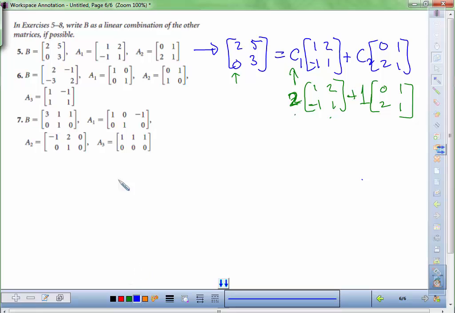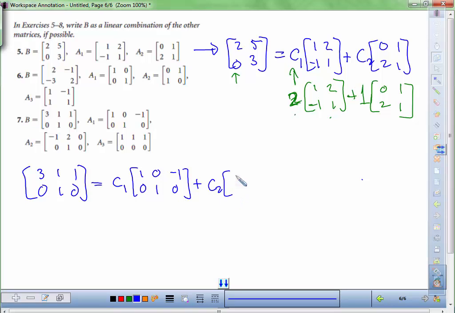Well, let's do number 7. So (3, 1, 1, 0, 1, 0) is equal to C1 times (1, 0, -1, 0, 1, 0) plus C2 times (-1, 2, 0, 0, 1, 0) plus C3 times the third one, (1, 1, 1, 0, 0, 0).